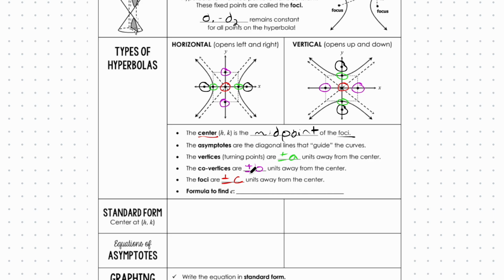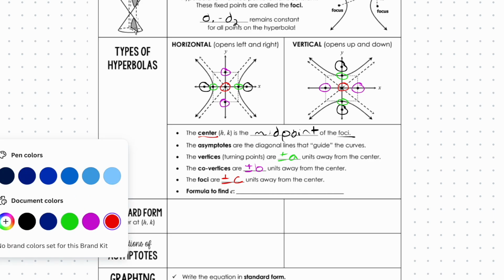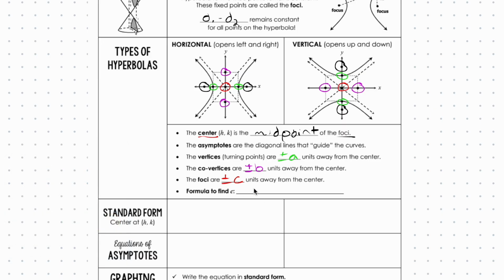The formula to find c is similar to what we talked about with ellipses, but it's actually just the Pythagorean theorem. It's going to be c squared equals a squared plus b squared. We'll use that a little bit more later in this lecture.